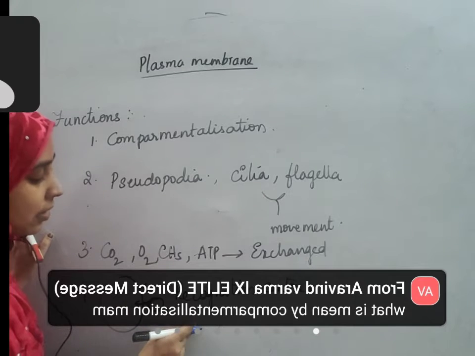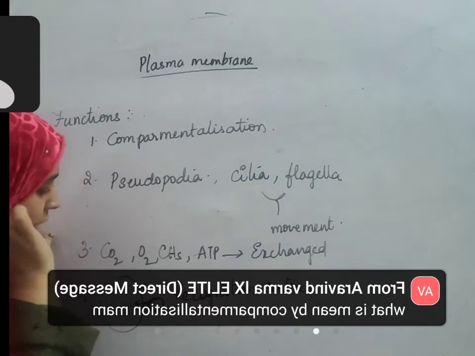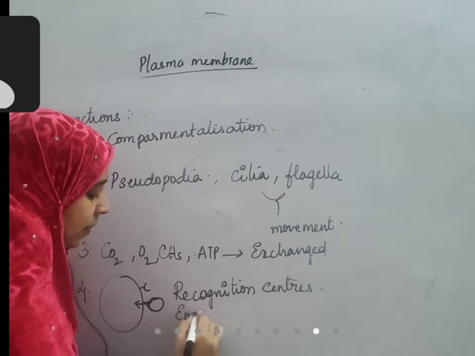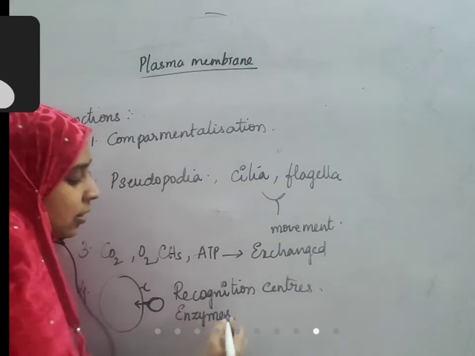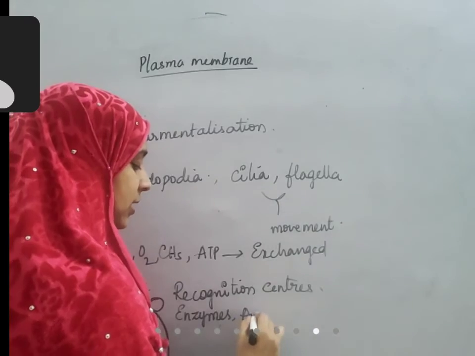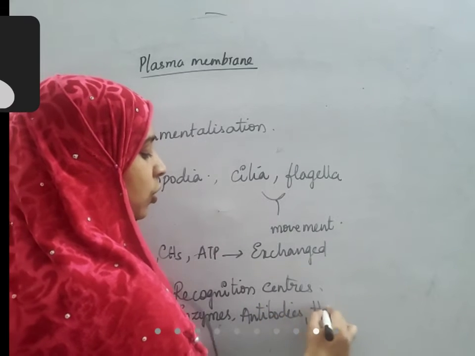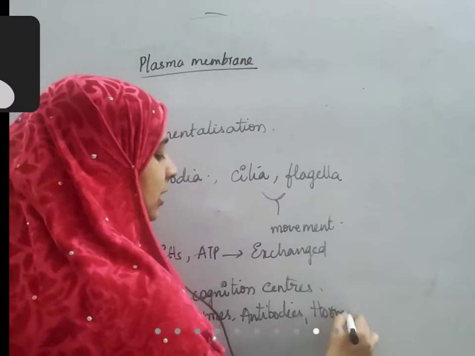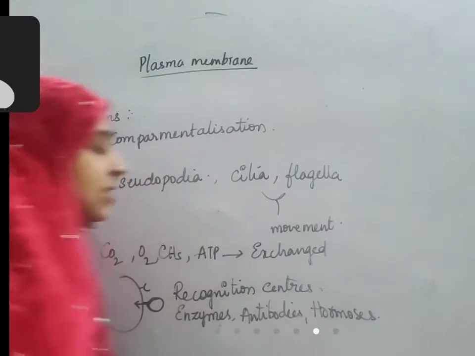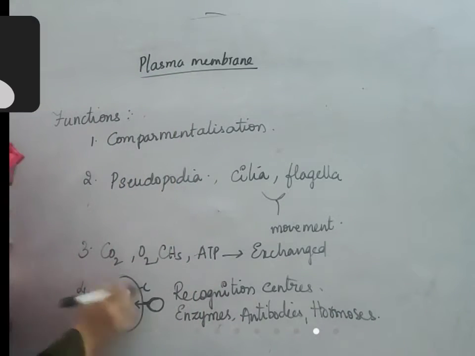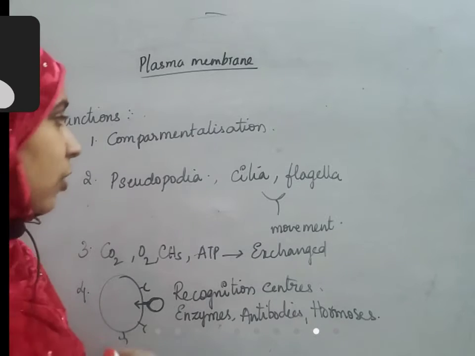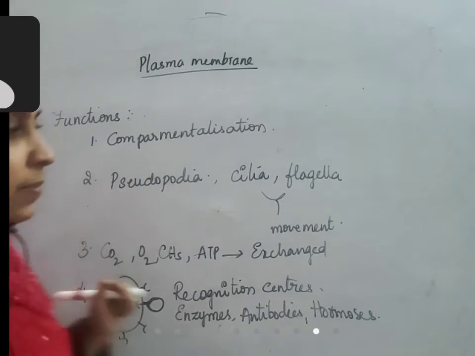Next, the recognition center also helps enzymes, antibodies, hormones. There are certain chemicals called hormones produced in our body. These all can recognize the cell because of the receptor molecules that are present. Okay, this recognition helps the functioning that is taking place inside. Right, those are the functions of plasma membrane.